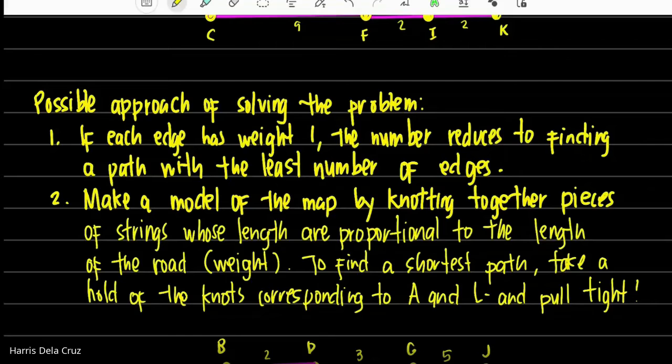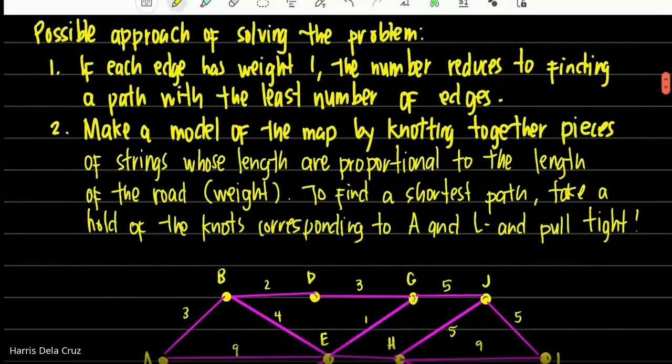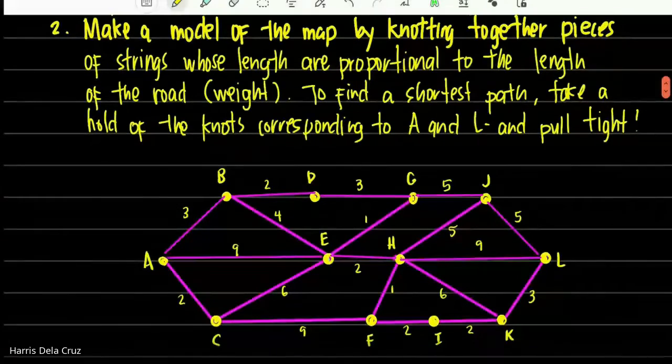So, isa pang pwede natin gawin, let's make a model. So, ang gagawin mo, magmo-model ka ng map by knotting together pieces of strings. So, usually, if you're trying to explain graph theory sa, for example, elementary and high school, this is one way to do it. Ang gagawin mo, kukuha ka ng mga string, okay? So, for example, yan yung pinaka-map natin. Kukuha ka ng string, ilalapat mo siya dun sa map. Kung yung map mo ay scale representation or proportional representation.